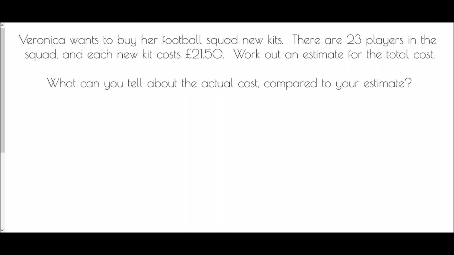So now we have that Veronica wants to buy her football squad new kits. There are 23 players in the squad and each new kit costs £21.50. Work out an estimate for the total cost. So let's have a look at that one. If each of the 23 players is going to get a new kit costing £21.50, well, again, this is a multiplication. But those numbers are not particularly nice to work with, so we want to round them so that we can get an estimate.